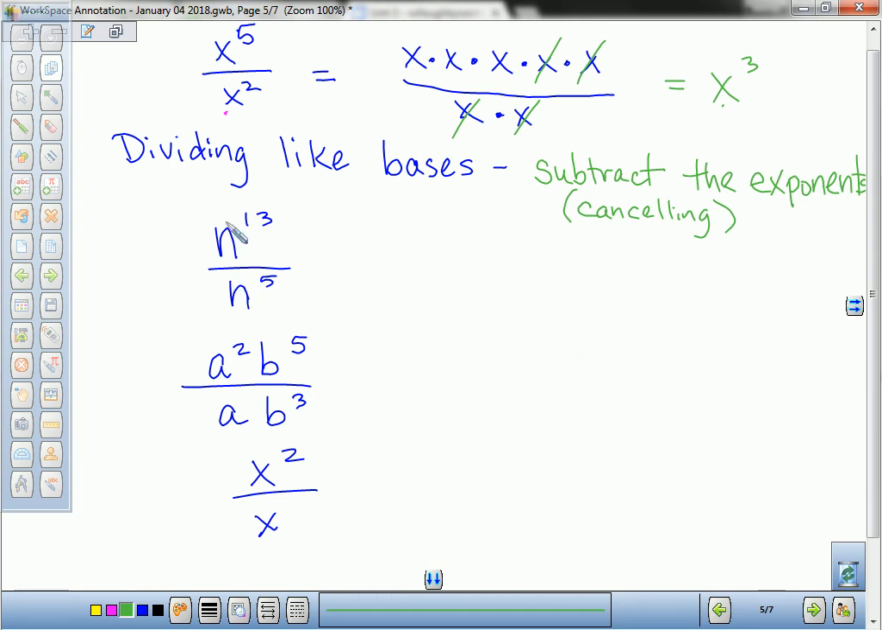Okay, so in this first example, we have n to the 13th over n to the 5th. So let's do subtraction. What is 13 minus 5? 8. Well, canceling is the same thing. So what I say when I do canceling is I say, okay, 5 of these cancel with 5 of those and leave 8.